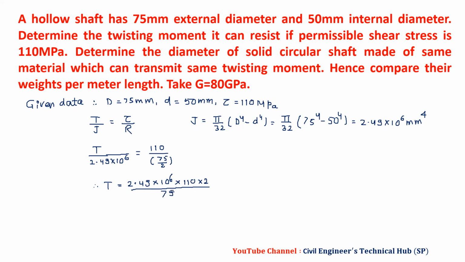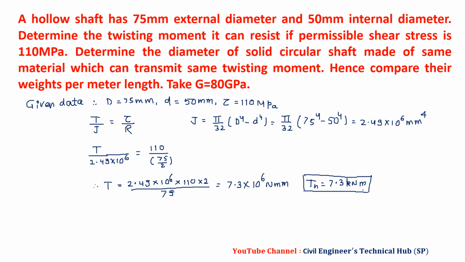So I will just check once. 2.49 into 220 divided by 75 gives 7.3 into 10 raised to 6 Newton millimeters. So this is the first answer. So T for the hollow shaft is 7.3 kilonewton meter.